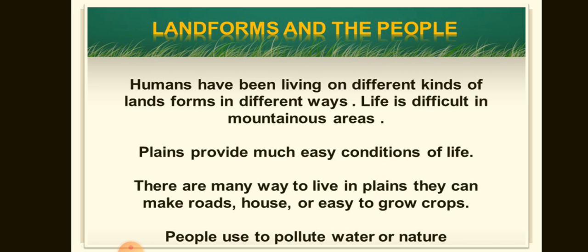Landforms and the people. Humans have been living on different kinds of landforms in different ways. Life is difficult in mountainous areas. Plains provide much better conditions. It is easy to grow crops, build a house or a road in a plain than a mountain. Sometimes natural calamities such as earthquakes, volcanic eruption, storms and floods cause widespread destruction. Huge loss of life and property takes place. Through creative awareness about such incidences, we may lower the risks.